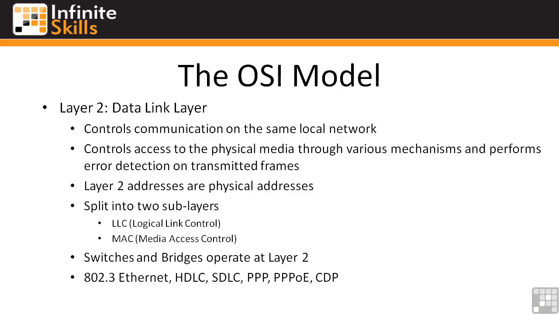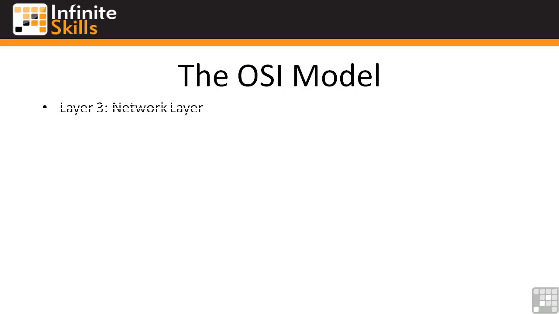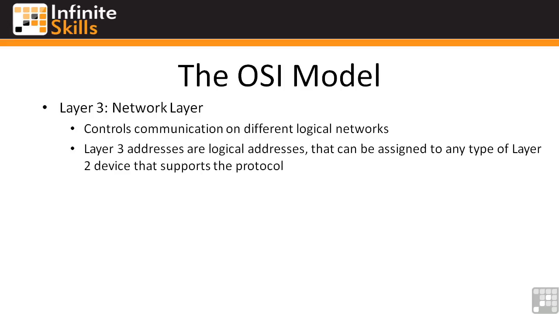So we're picking up with our discussion of the OSI model. We're going to pick it up at layer 3. Layer 3 is the network layer. Layer 3 controls communication on different logical networks, and this is where the abstraction between the physical and the logical comes into play. Layer 3 addresses are logical addresses that can be assigned to any type of Layer 2 device that supports the protocol that you're using.